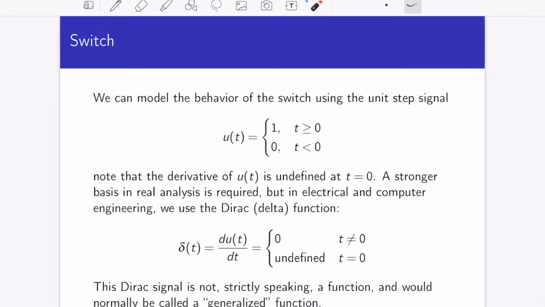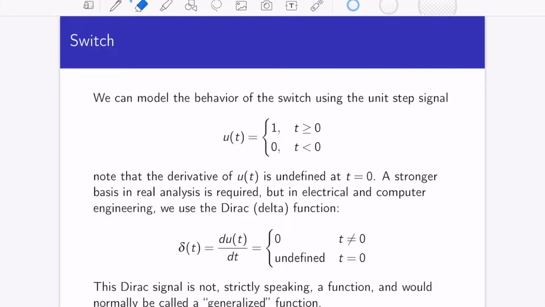Notice that the derivative of u(t) is going to be undefined at the point where t is equal to 0. To understand this fully, you have to have a basis in real analysis, but in electrical and computer engineering, what we're going to do is use the Dirac function. This is also sometimes called the delta function, and it is named after Paul Dirac, who finished his career at Florida State University.